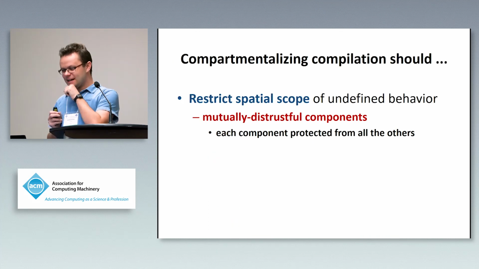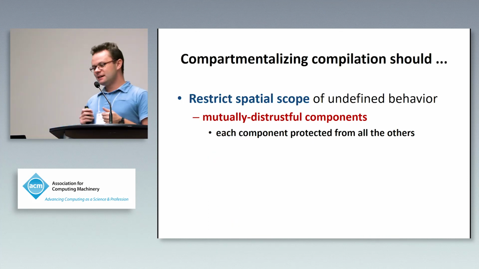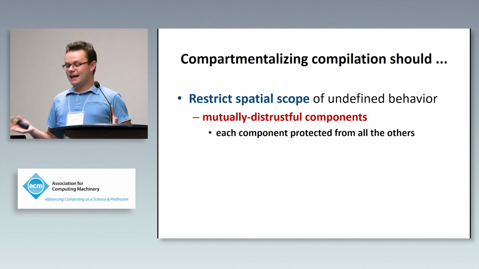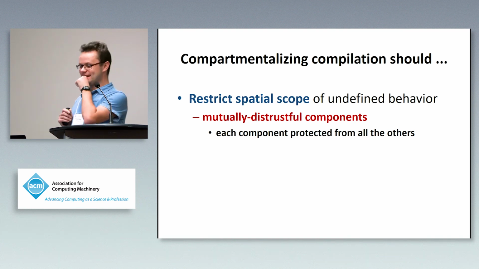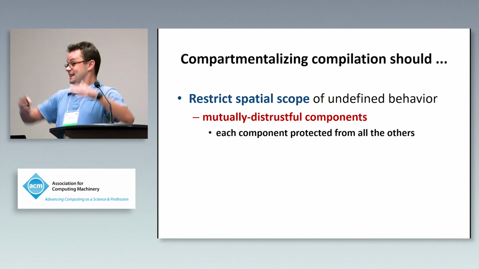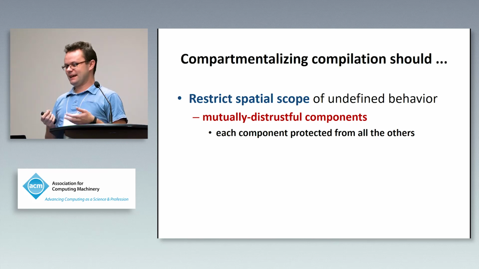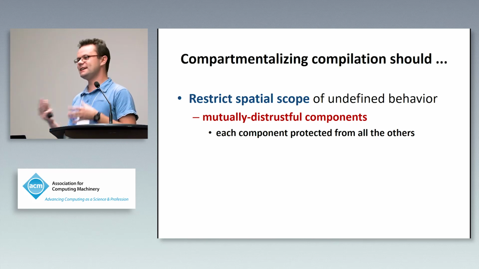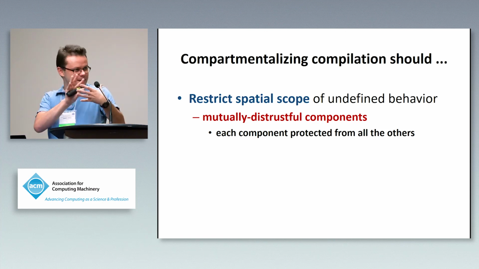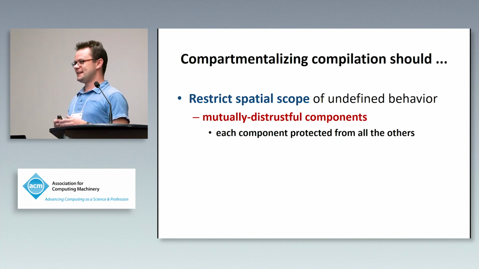Now, however, there is hope, because in a way, a compartmentalizing compilation chain can help you restrict the scope of undefined behavior. And in 2 ways. The first one is the more obvious one. You restrict the scope of undefined behavior to the component that actually causes it. That should be the component that becomes compromised, not the whole program. So this is like spatial scope. Because we are protecting each mutually distrustful component from each other, the spatial scope of compromise is restricted.